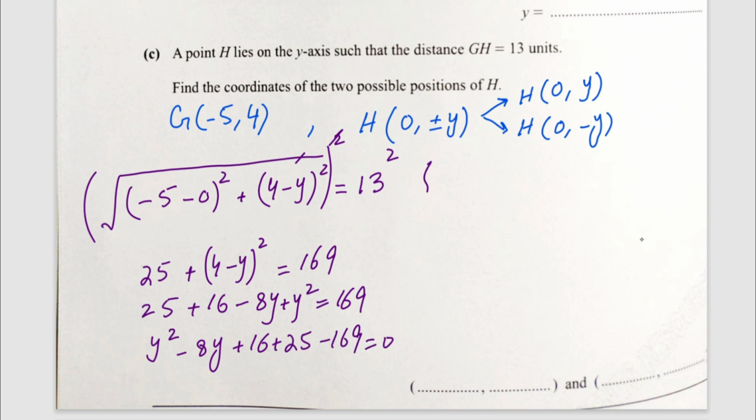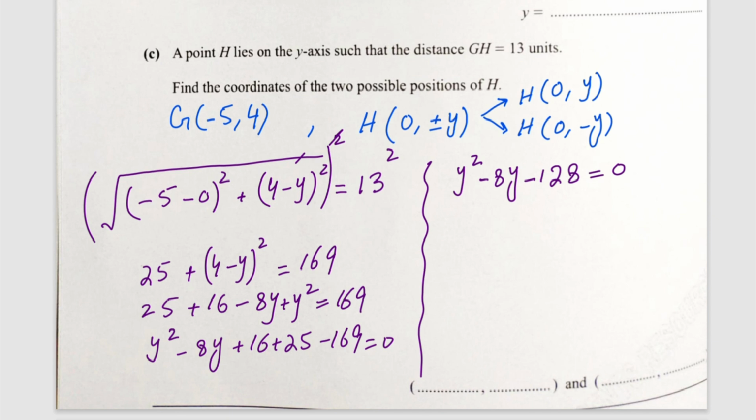Now this becomes a quadratic equation. So we will solve this quadratic equation by using the factorization method or by using the quadratic formula. So 16 plus 25 is 41, minus 169 gives minus 128. So y square minus 8y minus 128 equals 0. Now we will solve this equation.